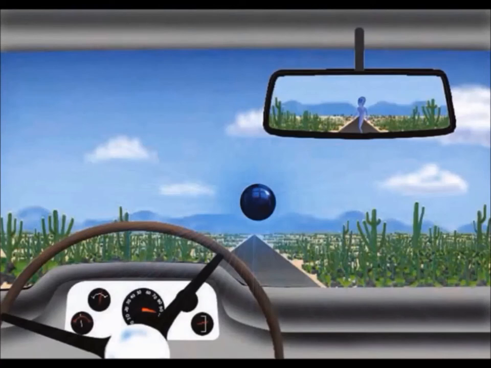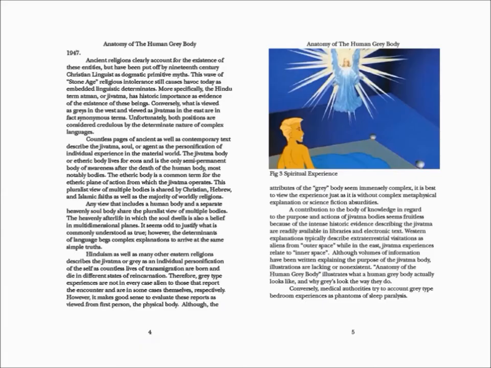Countless pages of ancient as well as contemporary texts describe jivatma, soul, or agent, as the personification of an individual experience in the material world. The jivatma body, or etheric body, lives for eons. It is the only semi-permanent body of awareness after the death of the human body, most notably bodies. The etheric body is a common term for the etheric plane of action from which the jivatma operates.